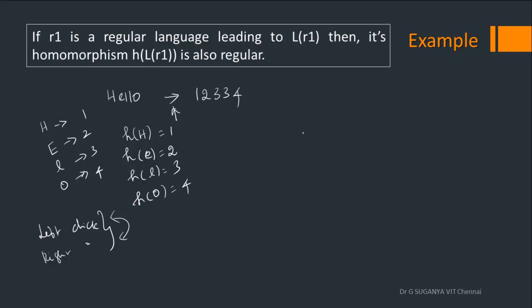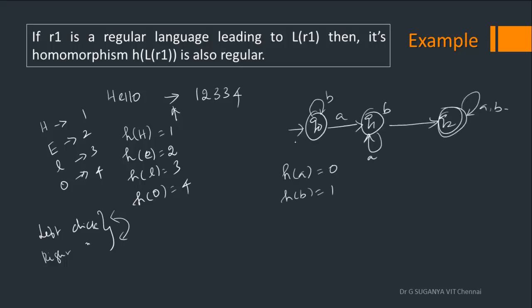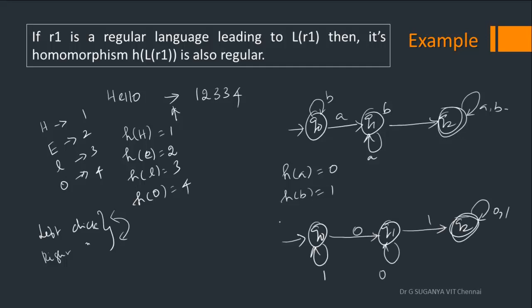And it is well proven that given a DFA of this kind and the homomorphisms to be applied are given as h(A) = 0, h(B) = 1, a new DFA can easily be drawn by just replacing the symbols. By applying the homomorphism, we'll have a diagram of this kind. So we are able to arrive at a DFA, and hence the homomorphism operation is closed for regular languages.